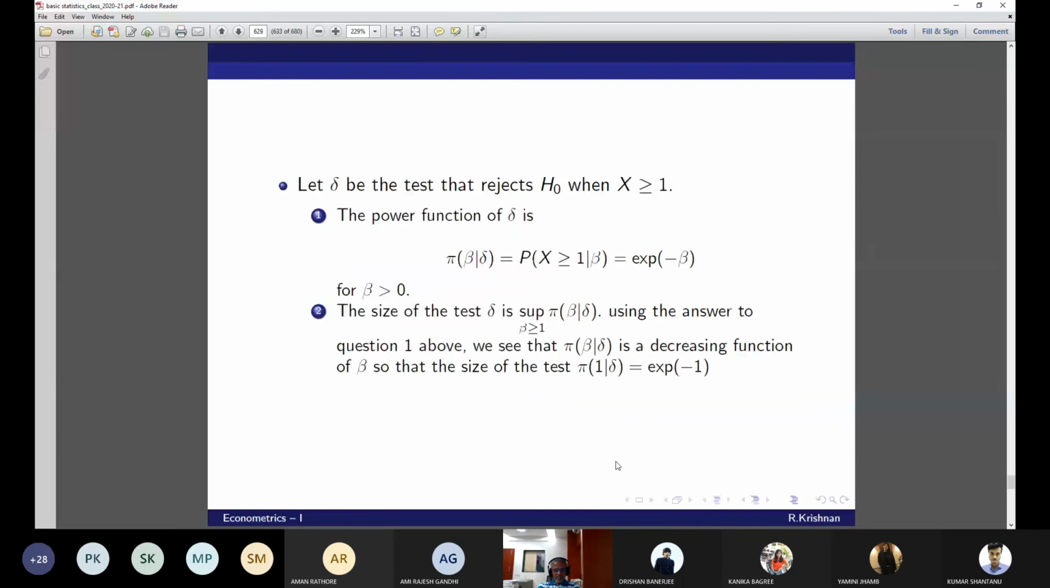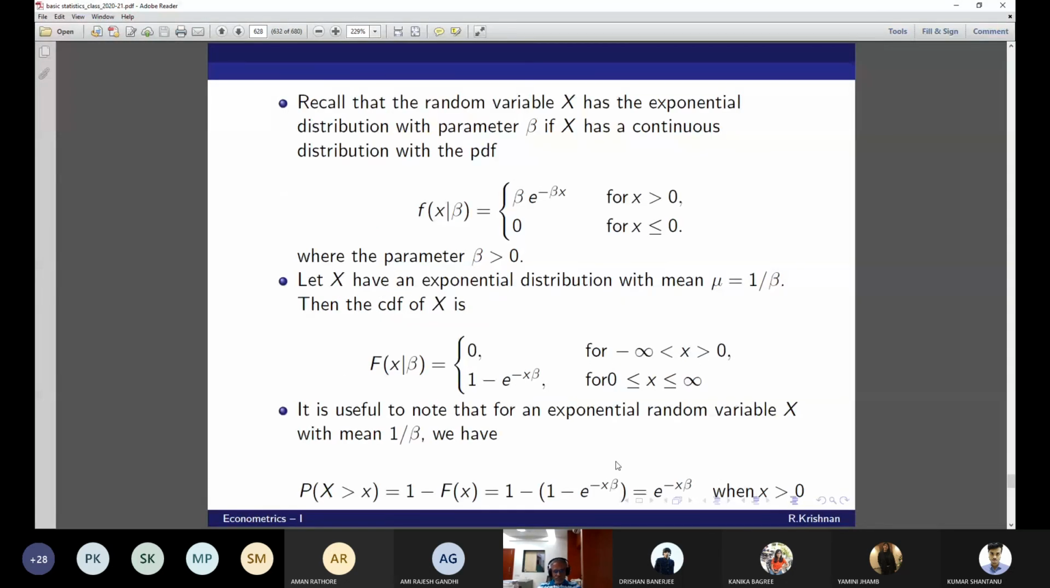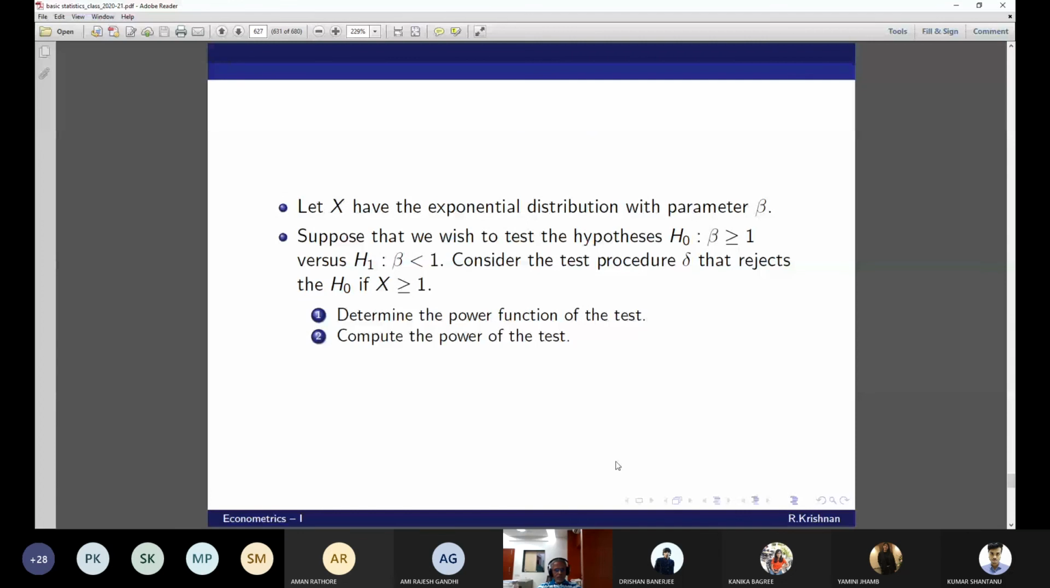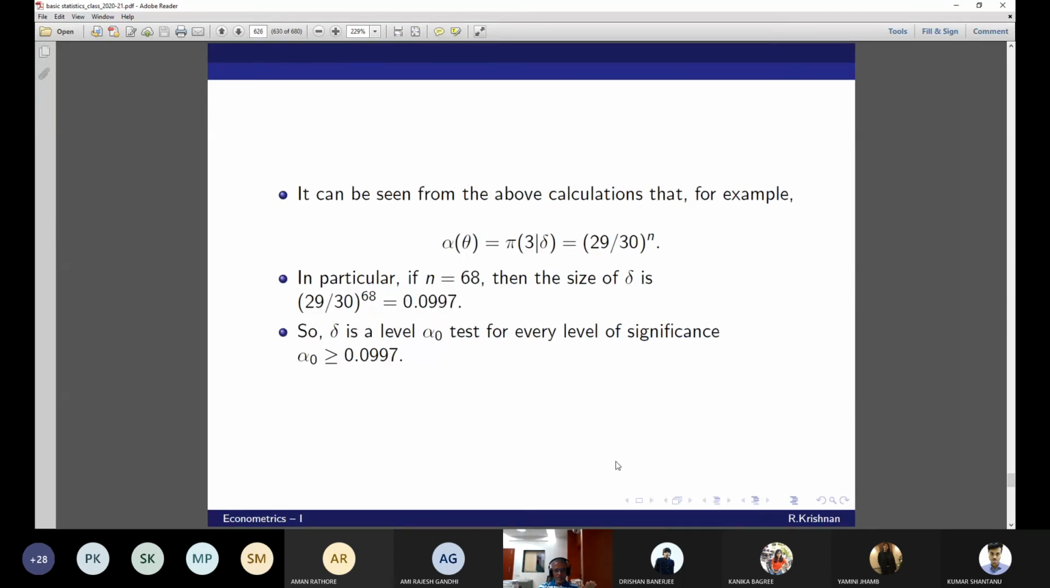This again, as I told this person, this is only to, instead of fixing it to be 1% or 5%, I'm going to fix the size according to the test procedure that I have. I'm not going to go by the 1%, 5%. That's it. This example tells you that 1%, 5% could be more conservative. You can relax a bit and you can keep it at 10% also.